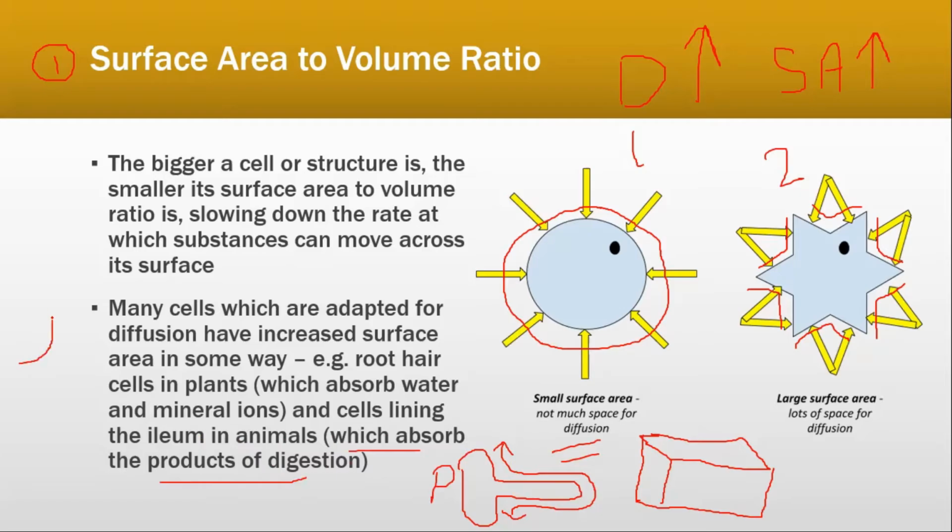They have a structure similar to root hair cells, something like this. These are also extensions, adapted like root hair cells, that absorb the products of digestion. They absorb the useful products. We will be studying this in detail in the human nutrition chapter, number 6 or 7, I guess.